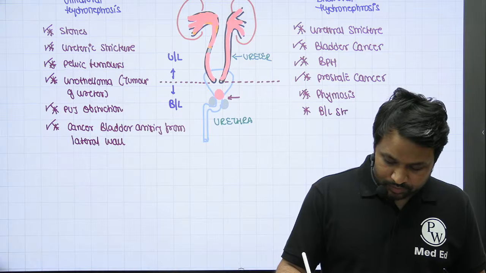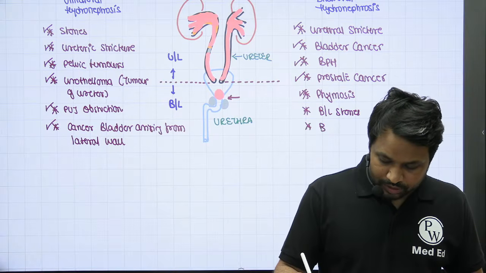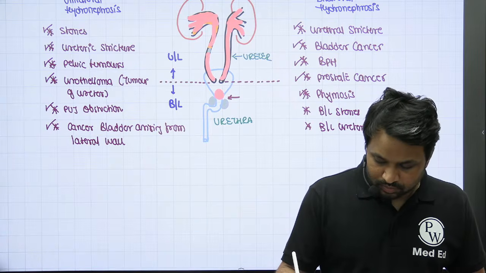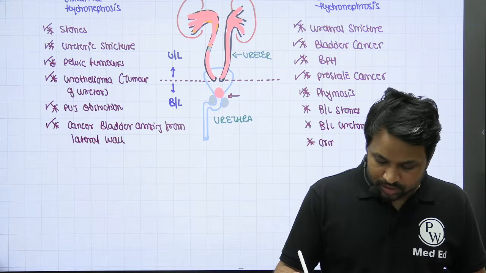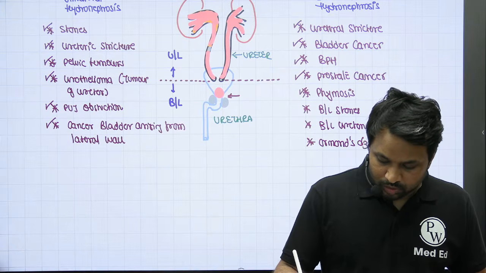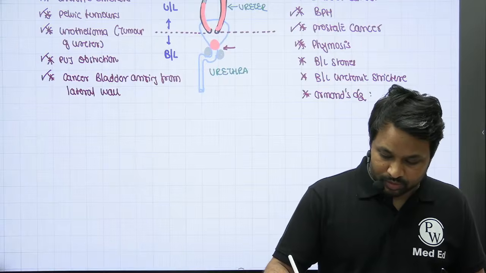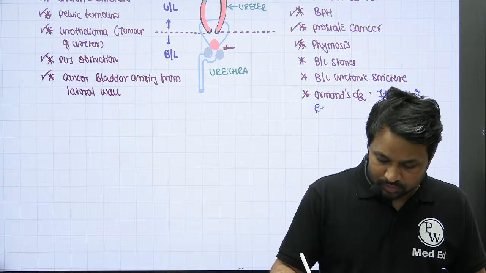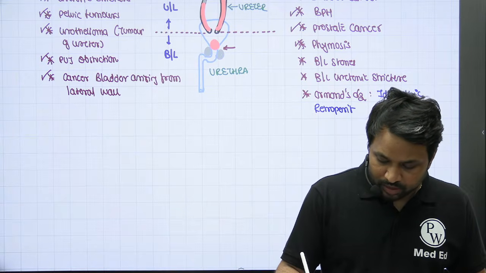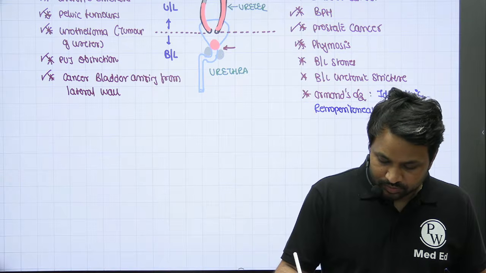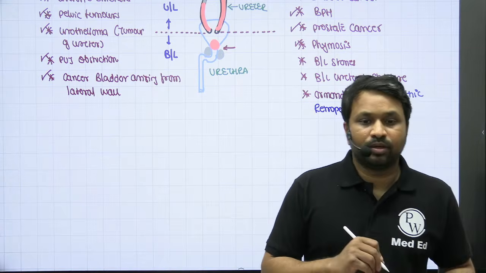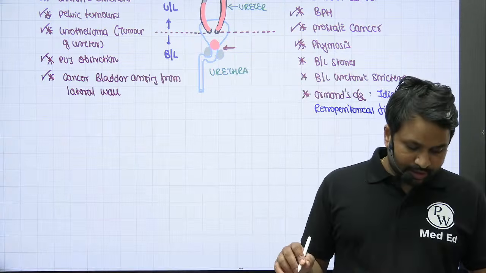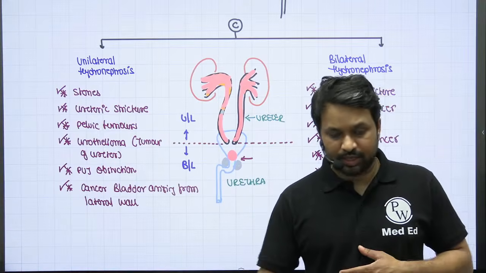Bilateral stones, bilateral ureteric stricture, and then you have Ormond's disease. Ormond's disease is idiopathic retroperitoneal fibrosis. So these are the conditions that are going to be associated with hydronephrosis.